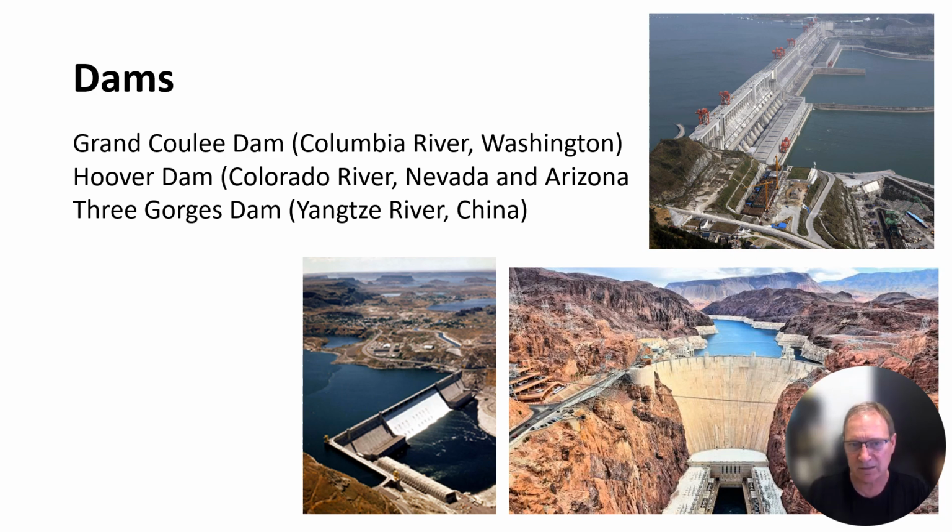The longest dam, or technically the largest dam in America, is actually on the Columbia River in the state of Washington, the Grand Coulee Dam. And then the largest dam in the world is the Three Gorges Dam that just opened over the last 15, 20 years on the Yangtze River in China. Again, all three of these are massive structures. The Three Gorges Dam is truly a massive structure.